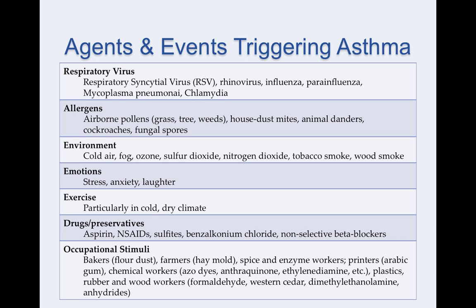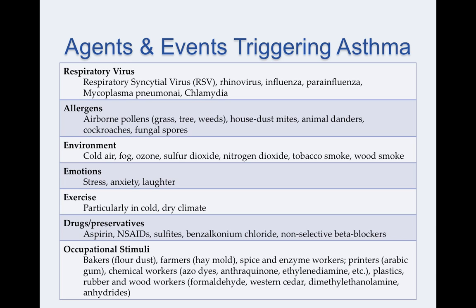Environmental exposures are the most important precipitants of severe asthma exacerbations. This chart lists agents and events that may trigger asthma symptoms or lead to the development of the disease. As mentioned previously, the respiratory viruses may contribute to the development of asthma as well as influence asthmatic symptoms. Furthermore, there are several allergens, environmental factors, and emotions that may precipitate asthma symptoms or lead to its development.